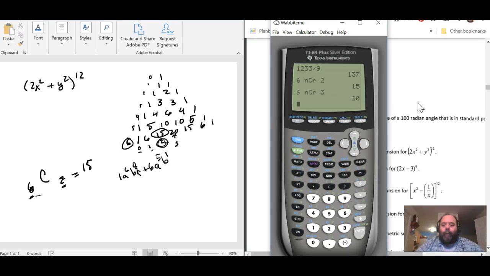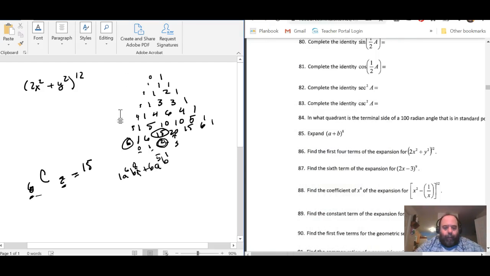All right, so let's go and think about this problem. I am expanding this to the 12th, so I'm in the 12th row. So all of my coefficients are going to be 12 choose something, right? And I want to know the first 4 terms. So I need 12 choose 0, 12 choose 1, 12 choose 2, and 12 choose 3.